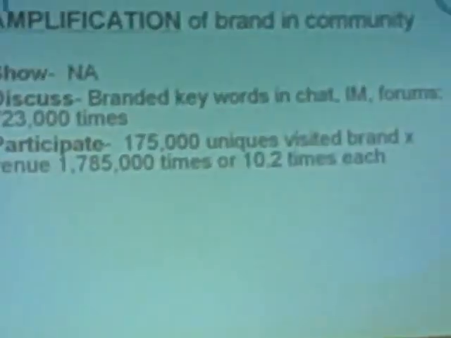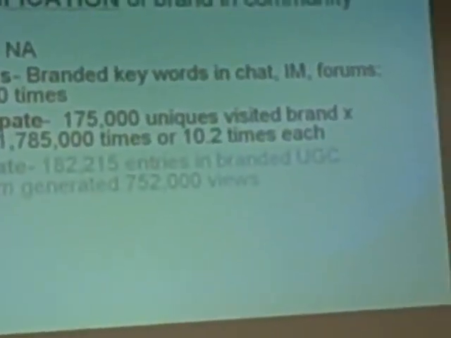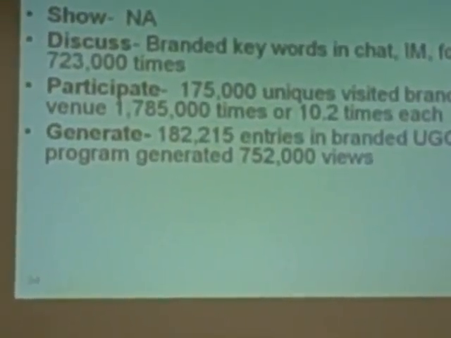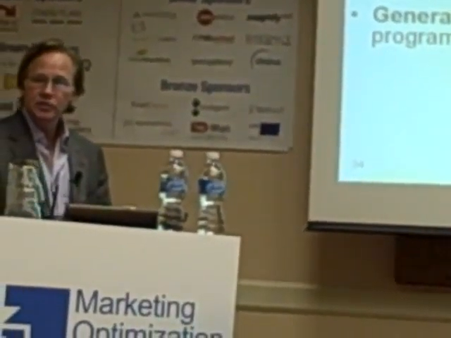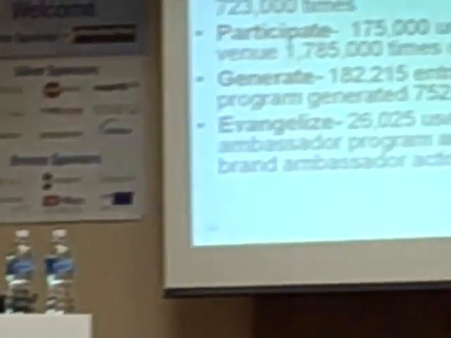And you get the amplification part of it, though the technology to do that isn't really available yet. Discuss: this is just aggregating keywords in chat and IM forums, and then running keyword searches against it. Participation: in this case, there was a branded venue, so we tracked the number of uniques and the number of people that visited the venue. There was a brand UGC program, so we tracked the number of entries and the number of views. People were creating branded videos and branded pictures that we posted for the community to view. And finally, evangelization: 26,000 users joined this brand ambassador program, and they performed almost 660,000 brand ambassador actions that we can measure.